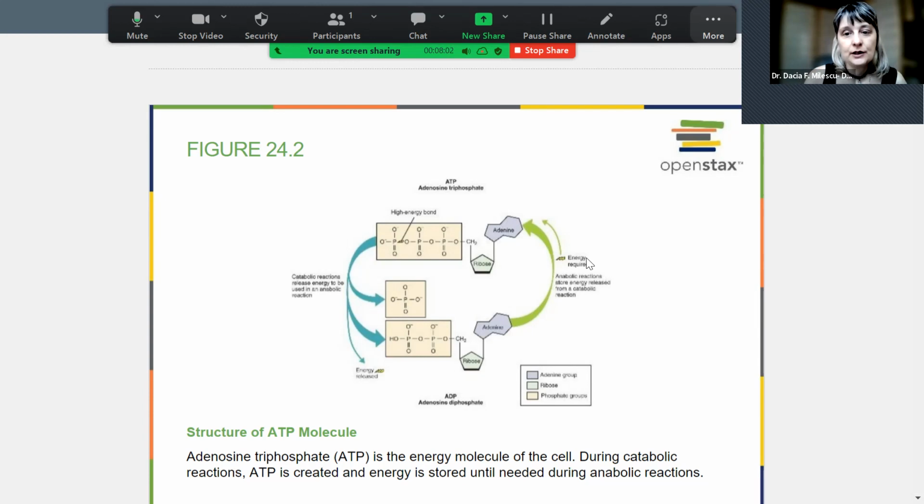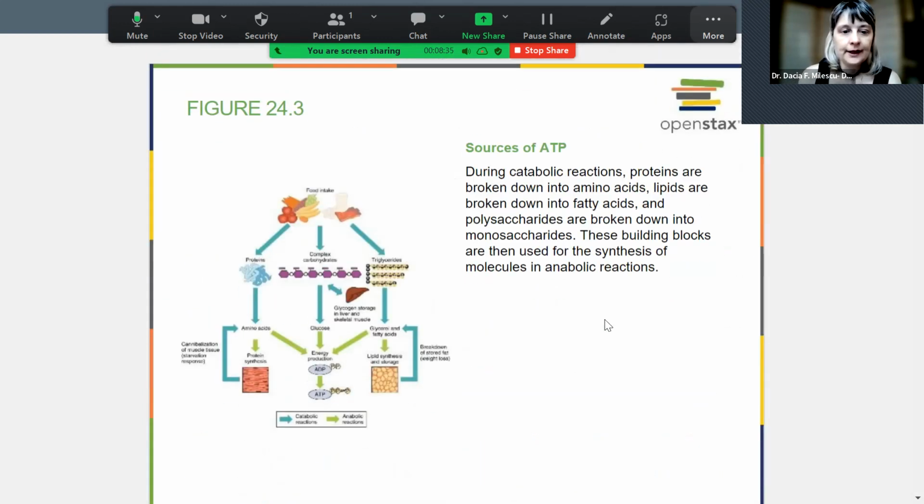As you can see, energy is required in order to go from ADP to ATP. In anabolic reactions, we store the energy released from a catabolic reaction. In this direction, we are creating a larger molecule, adenosine triphosphate. In this direction, the catabolic, we're breaking it down from ATP to ADP and releasing energy. We release energy to be used in any kind of buildup or anabolic reaction in the cell. I hope that was super clear.